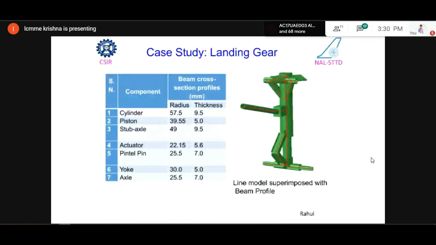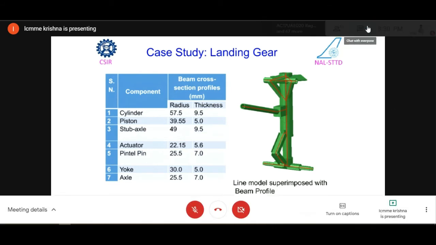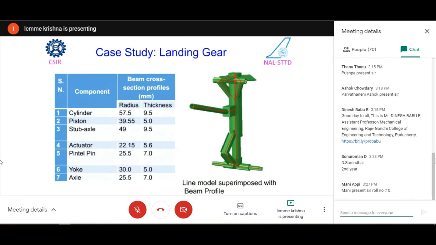The same landing gear can be modeled using 1D line models. See, the line model is superimposed with the beam profile. It looks as though it's a 3D model, but it's actually a line model which is being superimposed here. Here we are given the cross-sectional details, the beam cross-section: for the cylinder, what is the radius and thickness; for the piston, what is the radius and thickness; the stub axle and the actuator, pintle pin, yoke, and the axle. This is the axle here, and toggle links are modeled with the I section.